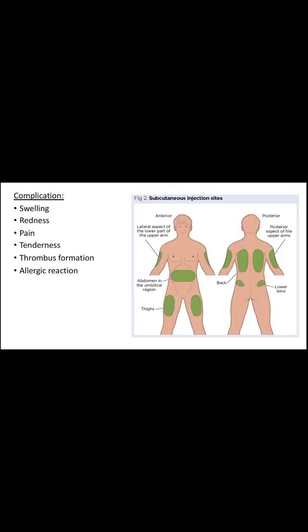The contraindications of subcutaneous injection include burns, open wounds, emergency cases, large volume of drugs, and malnourished persons. So subcutaneous injections are not given over areas where there are burns or open wounds, and not given in large volume of drug because this medication is absorbed slowly, and in malnourished persons due to not enough subcutaneous tissue present. Complications of subcutaneous injection include swelling, redness, pain, tenderness, thrombus formation, and allergic reaction.